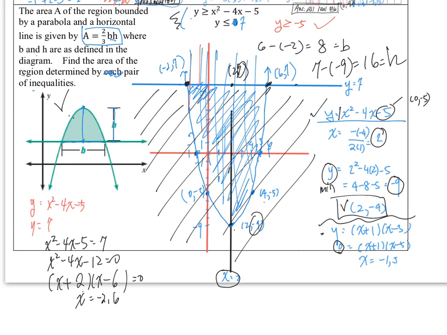So to find your area, it'll be 2/3 times 8 times 16. And this will make 256/3. And this will be your answer, the area of the shaded region.